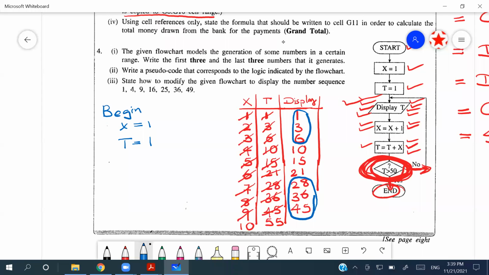So in iteration, the condition comes first. For this, you can use either the while or the repeat until. But if you are using the while, you should use the complete opposite of the condition. Why are we using the complete opposite of the condition? Because this iterates on the no path.